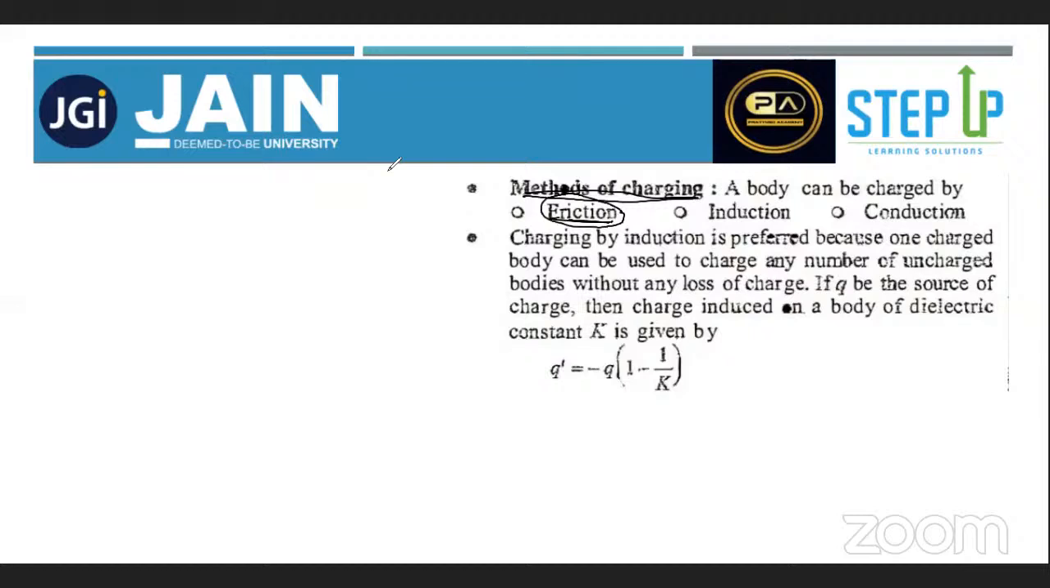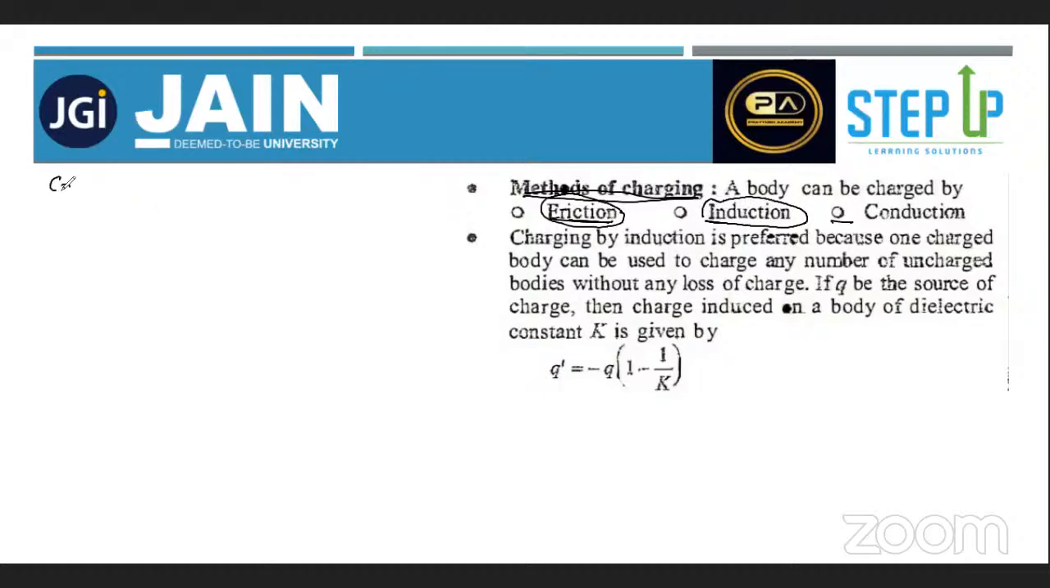Because of that, one will behave like a cation, the other will behave as an anion, and because of that, charging will occur. So this is what friction is. Friction is obviously not that important. What is important for you is conduction and induction, where induction is most important. When we're talking about conduction and induction, we just see the major difference.